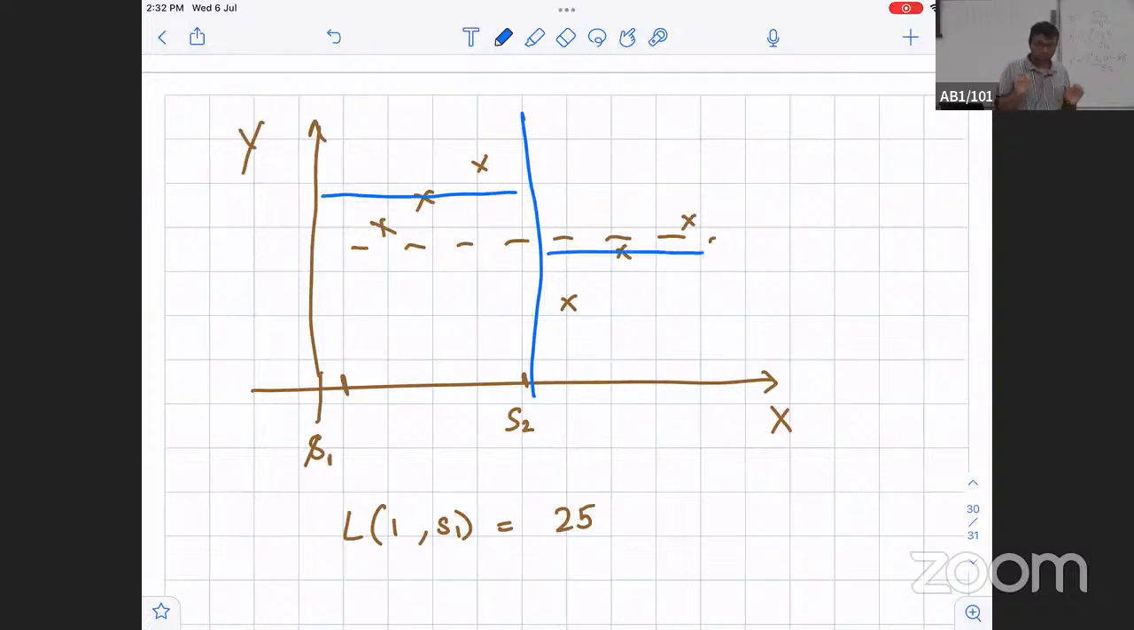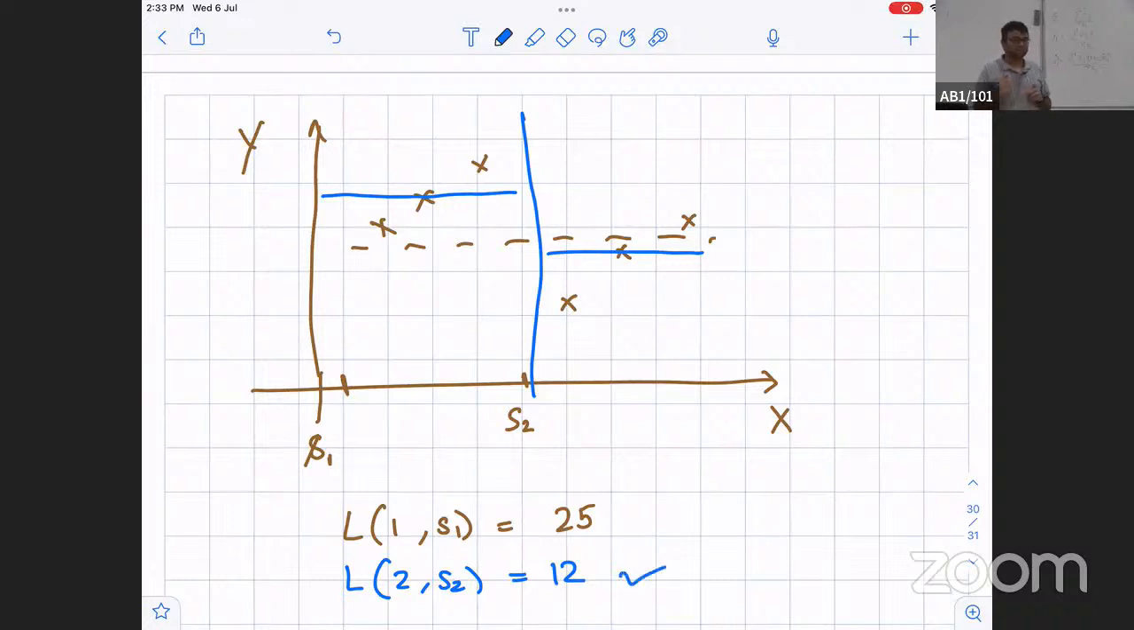Which of the two do you think will give lower error? The split 2 will give a lower error, right? So perhaps when you do this computation, you will get L2 of S2. Maybe it will be 12. And maybe this is the best. So you will go with this.